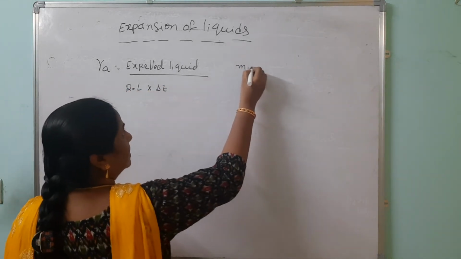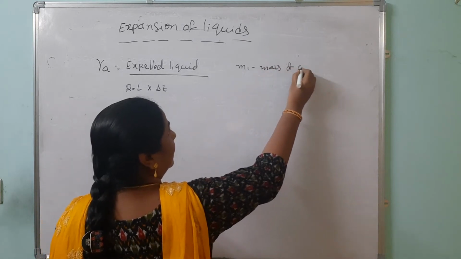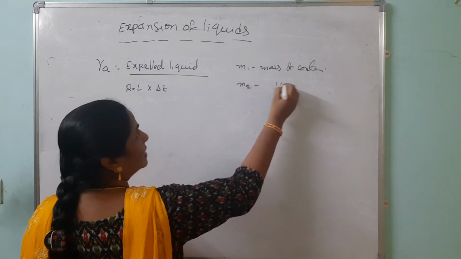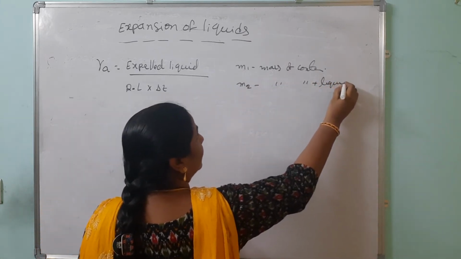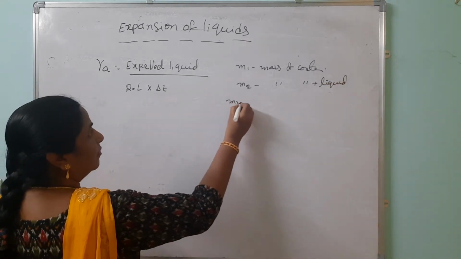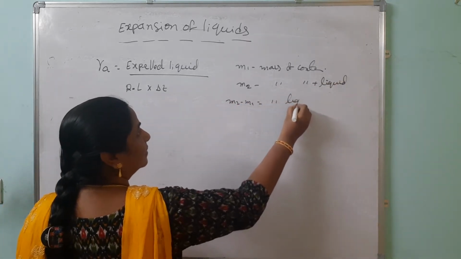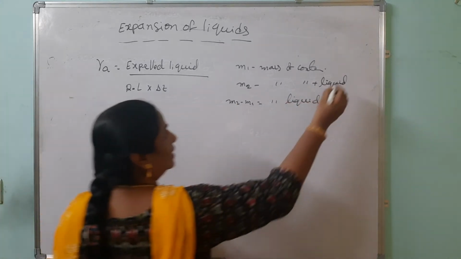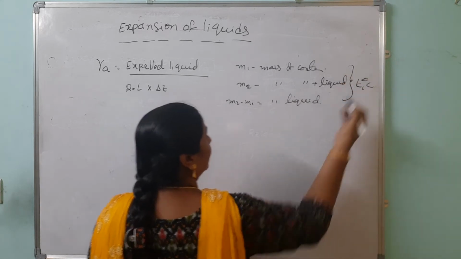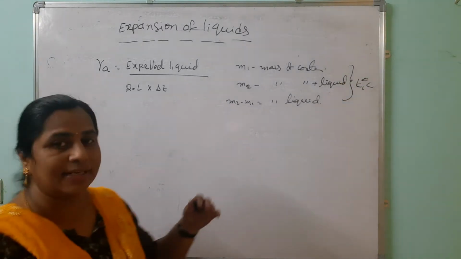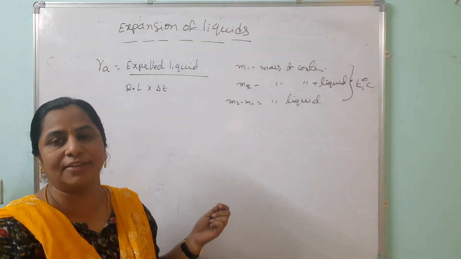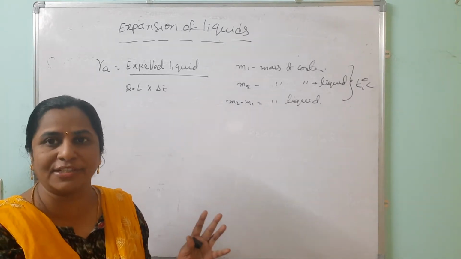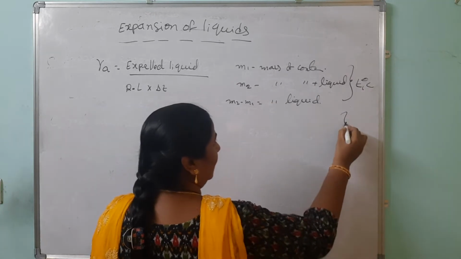Look, M1 is the mass of the empty container. Then M2 is the mass of the container plus liquid, both taken together. Then M2 minus M1 is the mass of the liquid alone. Then we provide heat energy, all of this at T1 degree centigrade. When we provide the heat energy, some quantity of the liquid is expelled out. At a particular temperature there is no further expansion from that, and at that time we can consider the temperature.